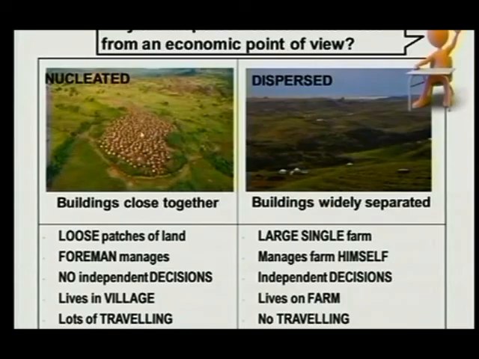But if you have a look at this one, then you'll see at the nucleated settlement, a farmer will have a few patches of land surrounding the settlement. So what's going to happen now? He's going to have loose patches of land, and on each of those patches of land, there must be a foreman. The foreman will make the decisions, not the farmer, and the farmer is living in the village, he's not living on the land, and the result is he must travel a lot between his different patches of land. And because you've got small patches of land that are separated from each other, mechanization will be very, very difficult in this case.